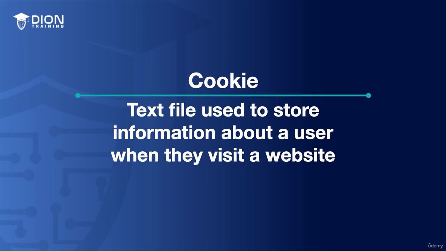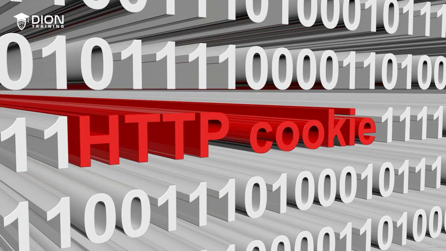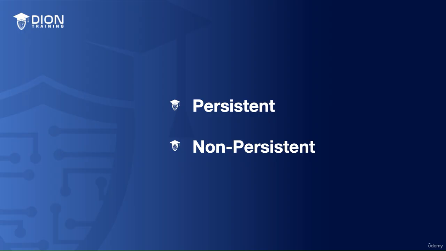A cookie is essentially just a text file that's going to be used to store information about a user when they visit the website. That cookie is going to be created when the server first sends the HTTP response header with that cookie over to the client. Then, any subsequent request headers that are sent by the client back to the server should include that cookie with the most updated information. Cookies can be either persistent or non-persistent.